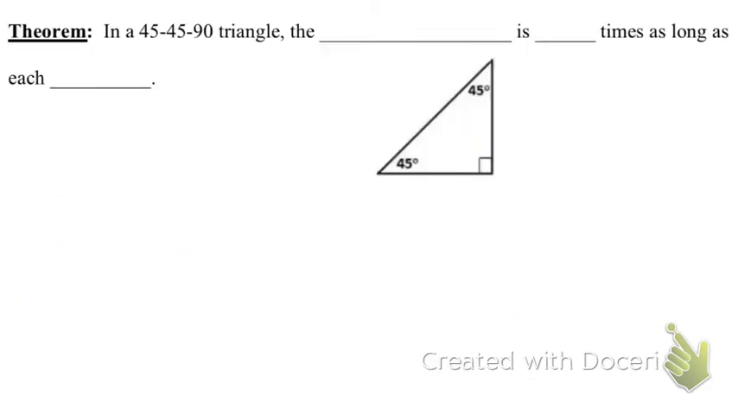So in what we call a 45-45-90 triangle, or an isosceles right, the hypotenuse, or you could abbreviate as hype if you wanted, is square root 2 times as long as each leg. Does it matter which leg you take? No, because they're the same.